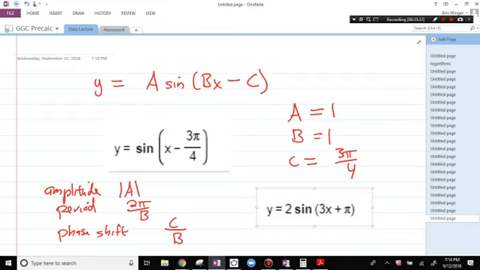A is 2, the absolute value of 2 is 2. B is 3. What's B? B is 3, I'm sorry. B is 3, you're right. C is... What's C? C is negative pi. Okay, so it's the opposite of that. And then fill in the formulas as you need to. C is negative pi. It's just a negative whatever that is.